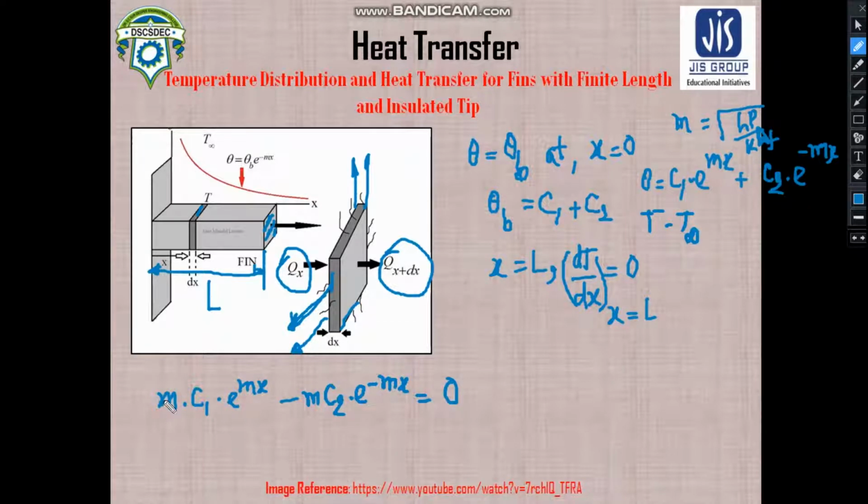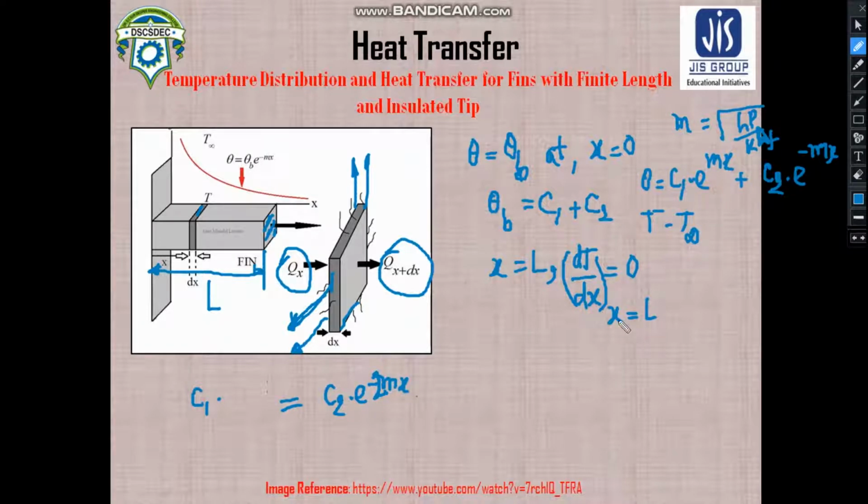Now you can easily understand that this m is common in both terms, so we can simply remove this m, and we are left with this equation. And now if we do a little bit of rearrangement, then this is our final equation. So what happens if we try to write C1 in terms of C2? It will become C2 into minus e to the power minus 2mx.